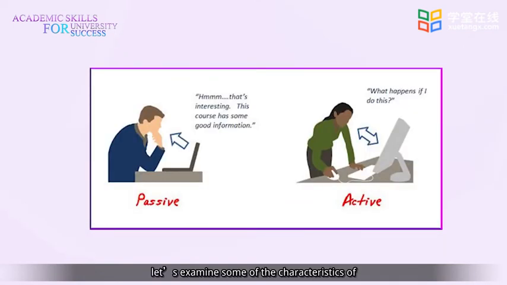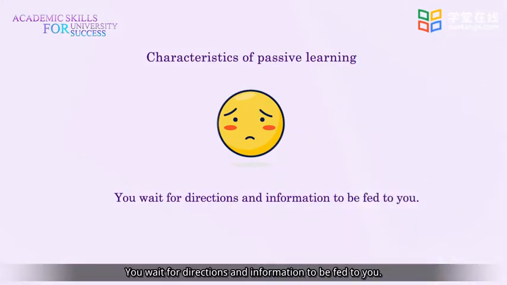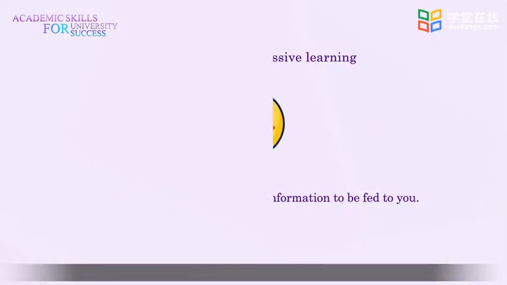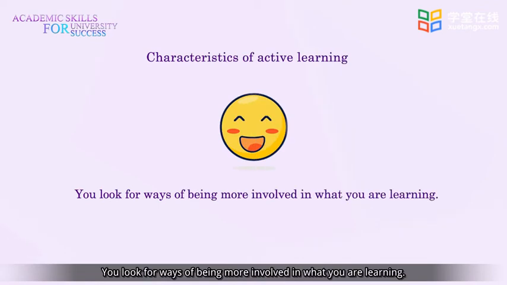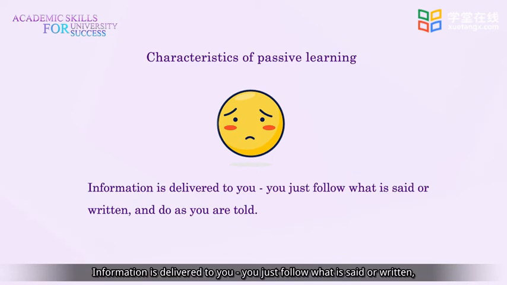Now, let's examine some of the characteristics of passive learning and active learning and see what we can do to be an active learner. You wait for directions and information to be fed to you. You look for ways for being more involved in what you are learning. Information is delivered to you. You just follow what is said or written and do as you are told.